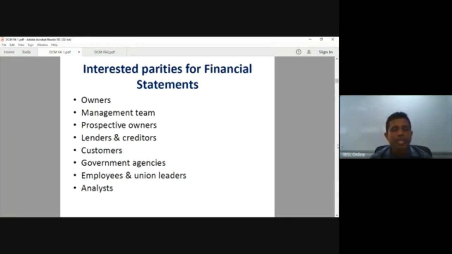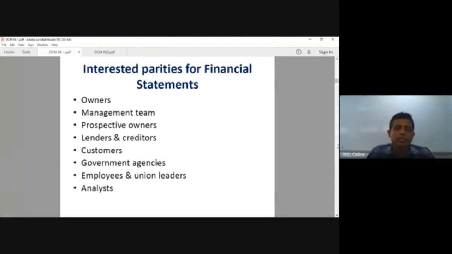Then customers, especially the customers of a bank and other institutes, may be worried about the financial statement of a particular entity, because they want to deal with an organization whose financial results are good. Then government agencies, especially the Inland Revenue Department, also worry about the financial statement in order to collect their taxes.